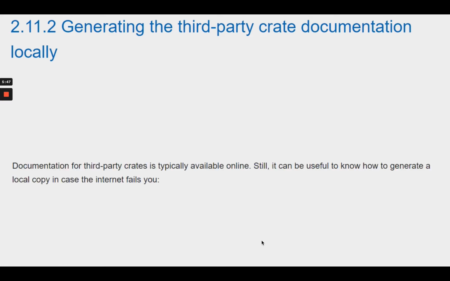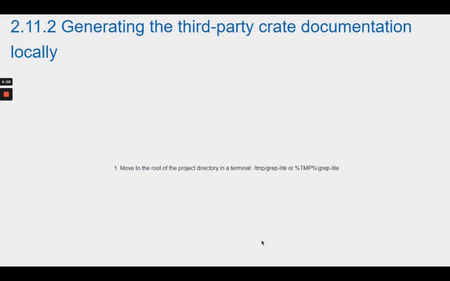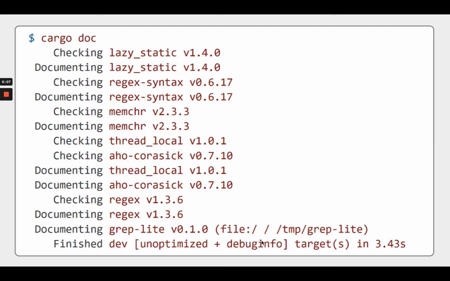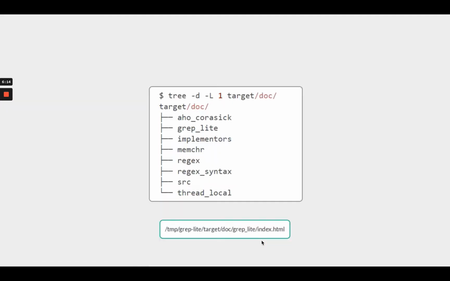Section 2.11.2. Generating the third-party crate documentation locally. Documentation for third-party crates is typically available online. Still, it can be useful to know how to generate a local copy in case the internet fails you. 1. Move to the root of the project directory in a terminal, like this. 2. Execute cargo doc. It will inform you of its progress in the console. Congratulations, you have now created HTML documentation.